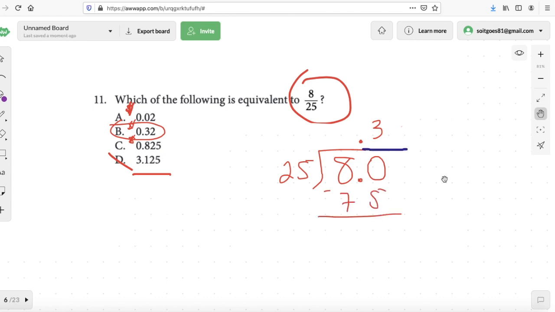Subtract them. Is this familiar? Mm-hmm. Right, and then 80, what's 80 minus 75? 5. Absolutely, 5. Another 0 here, right? Because 8.00 is the same as 8. And then how many times does 25 go into 50? 2 times. So 0.32.